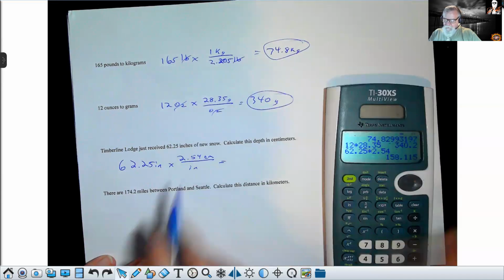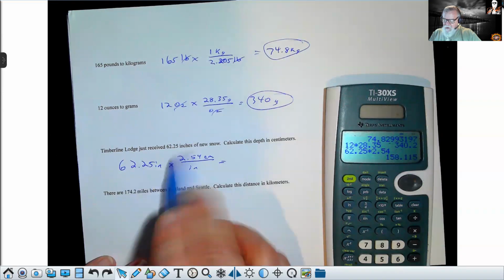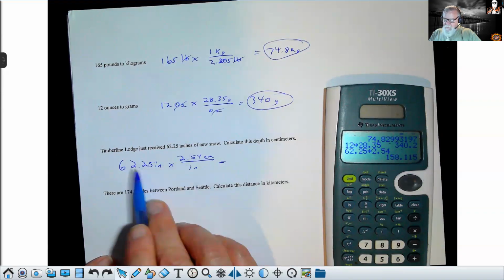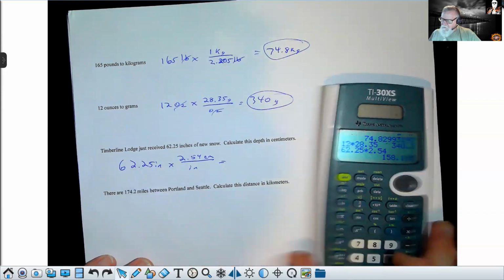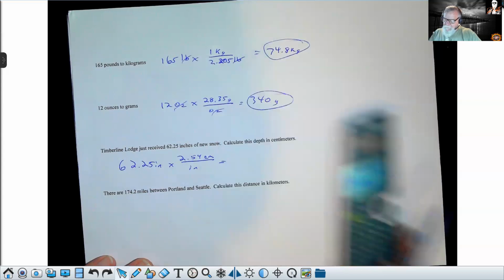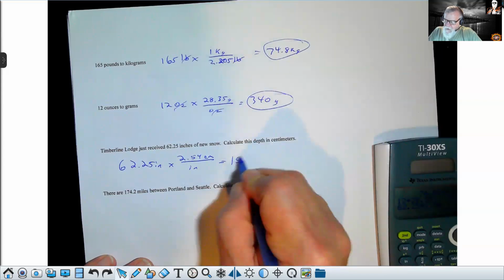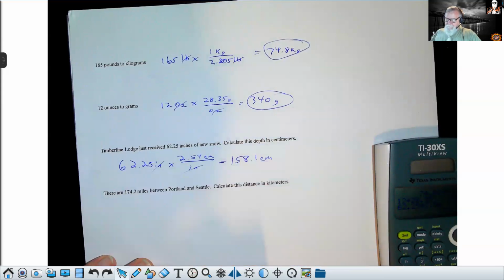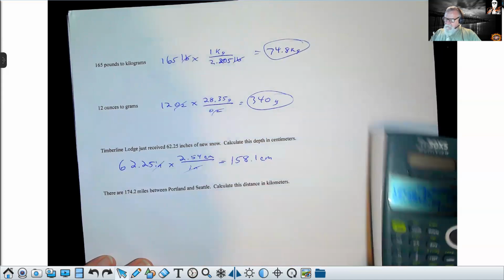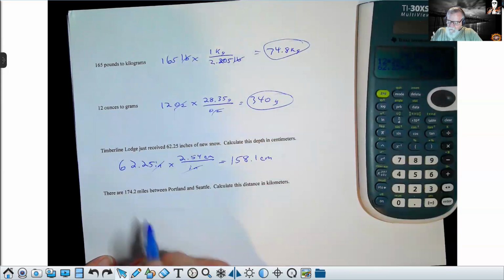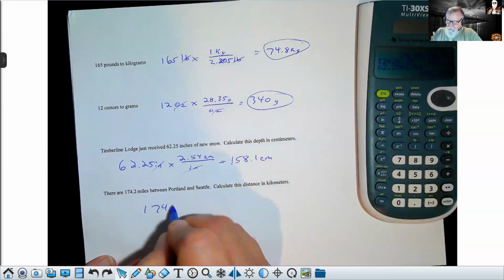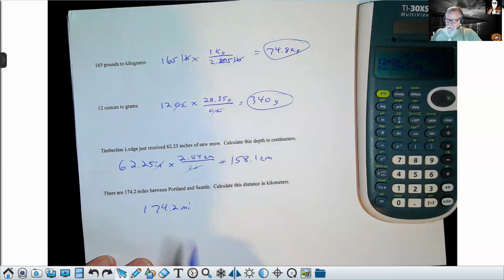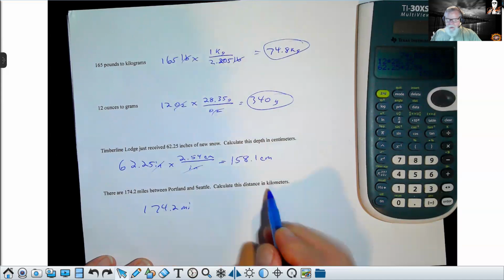So how many sig figs? We have 4 sig figs here, an infinite number of sig figs here. So we go with 4. That's going to be 158.1. 158.1 centimeters. The inches canceled out. And the last one now, we have 174.2 miles. We want to calculate the distance in kilometers.